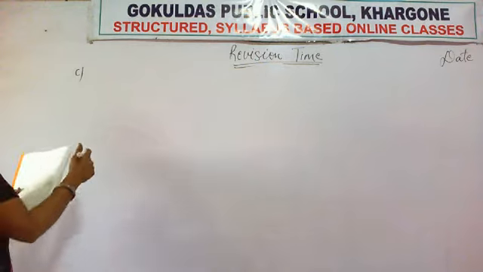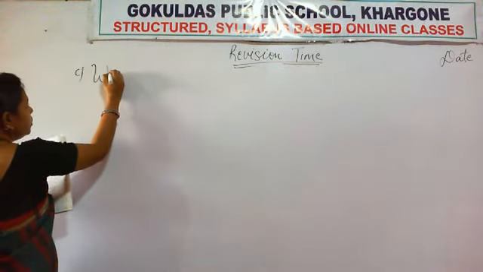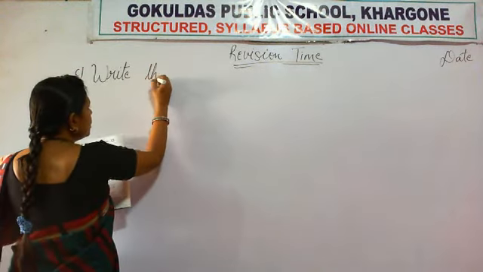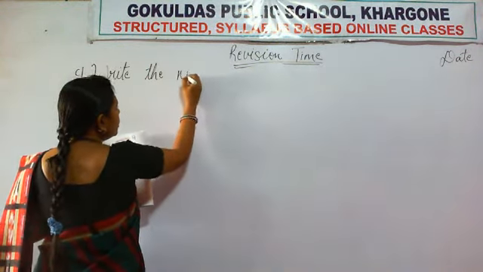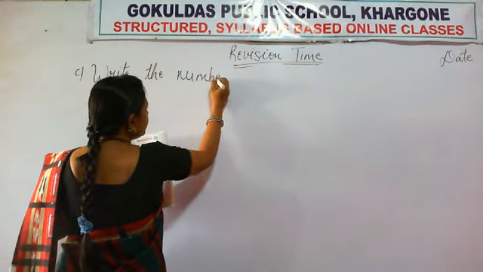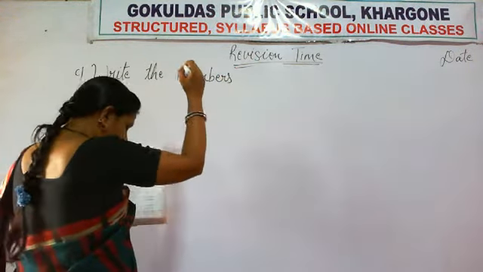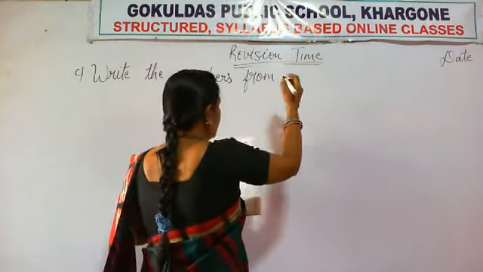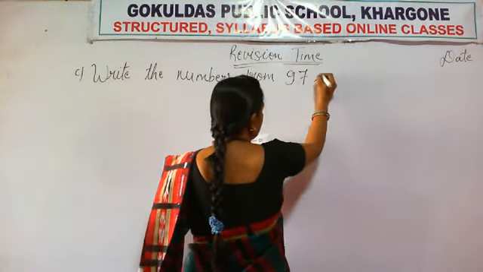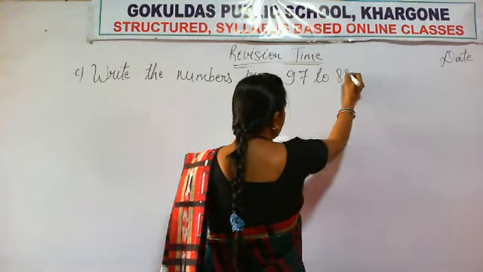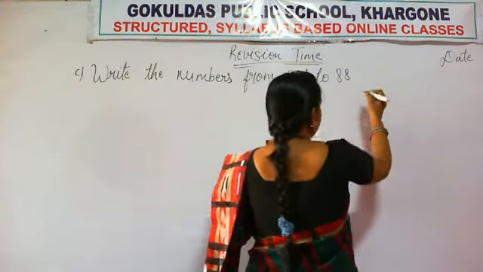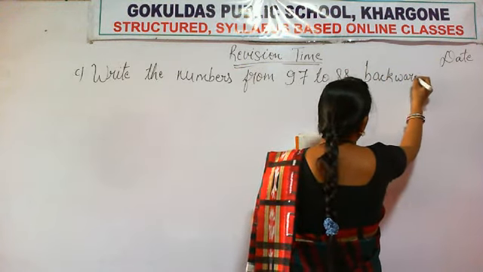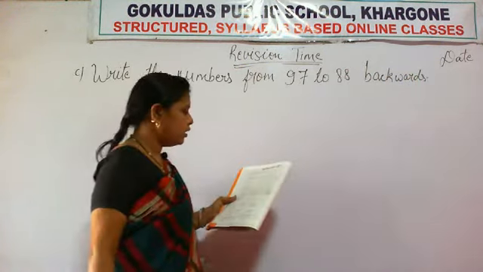C. Write the numbers from 97 to 88 backwards. Copy the question.